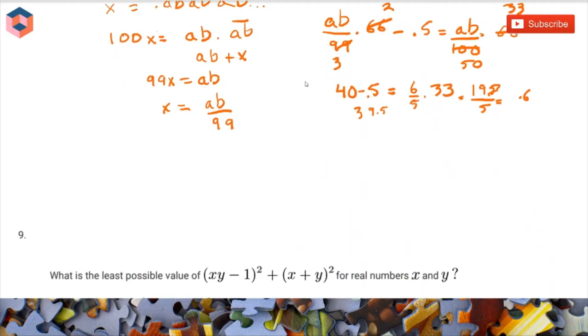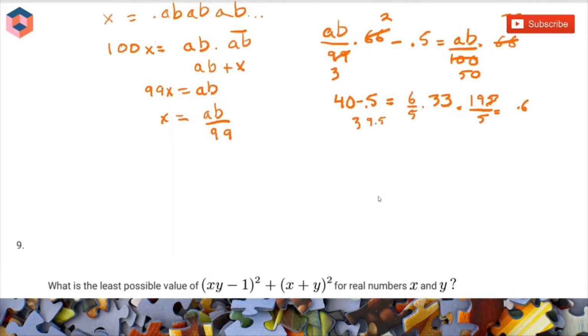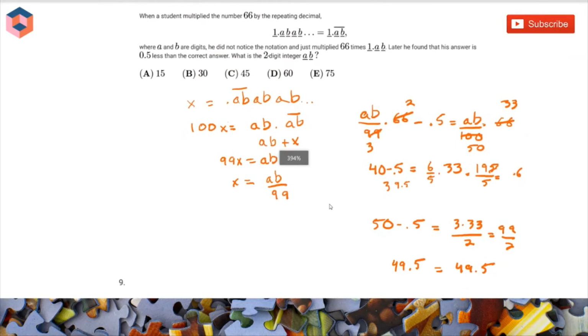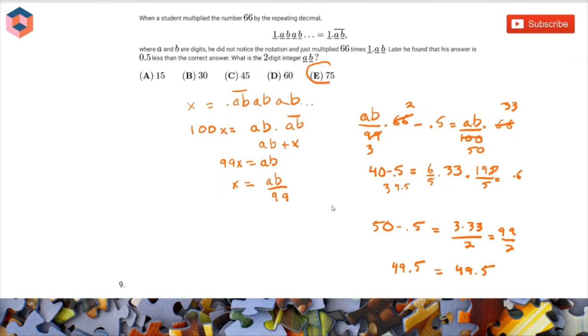So now let's try 75. 75 over 2/3 would give us 50, minus 0.5 is equal to 75 over 50, which is 3 over 2 times 33. 3 over 2 times 33 gives us 99 over 2. So now this left side is 49.5, and this right side is also 49.5. So this is equal, and our answer is 75.